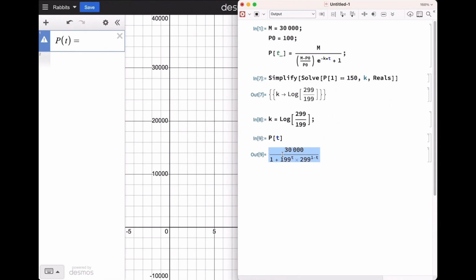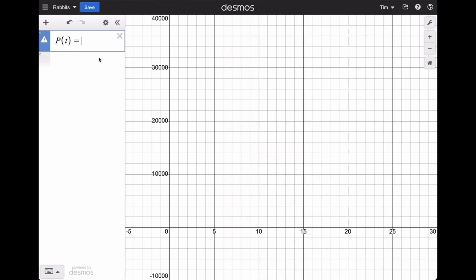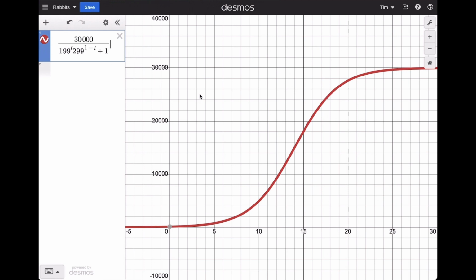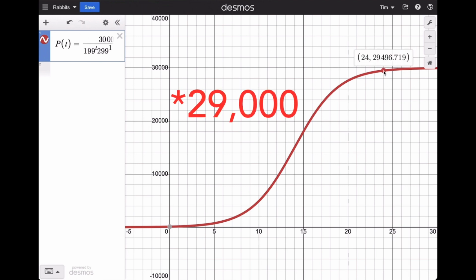Let's see what the population function looks like in Desmos. There it is. This is describing the population of the rabbit colony at any time t. We have the number of individuals on the y-axis. On the x-axis, we have time measured in months. So after 5 months, we have about 750 individuals. After 10 months, we have almost 5,000 individuals. And look at this, after 2 years, 24 months, we have like over 25,000 rabbits.